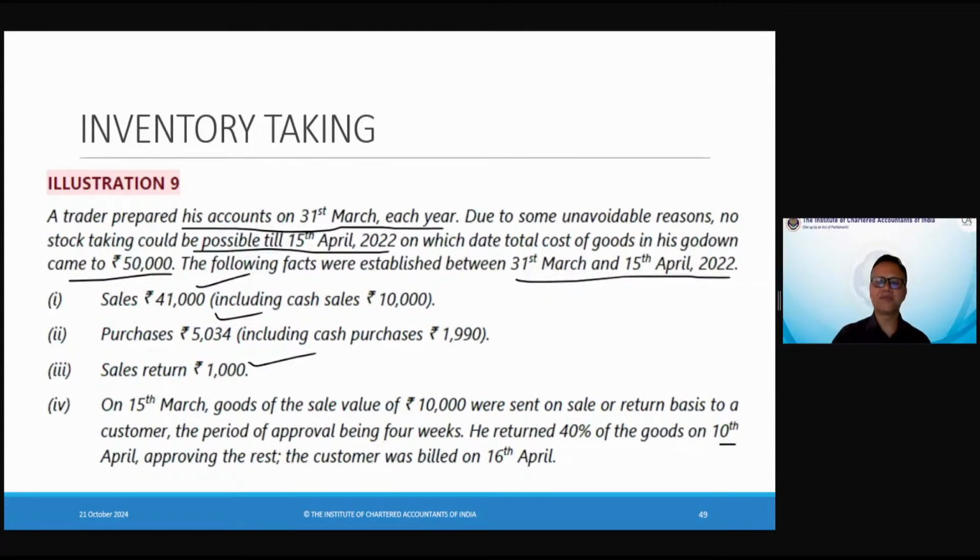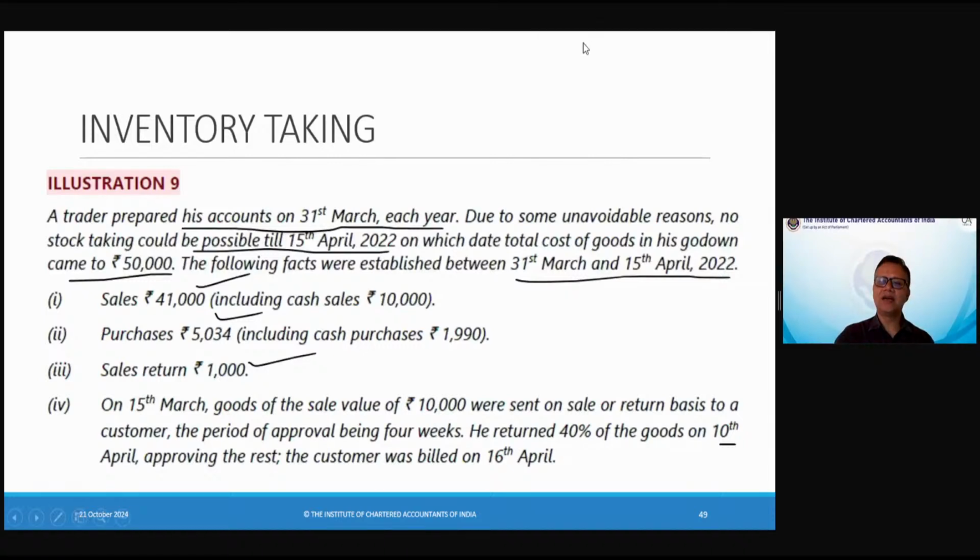Now, sales return is 1,000. That means the goods which were not found satisfactory by the customer. It is not a sale on approval basis, it is a normal sales return. You have sent the goods, the customer took the goods, and normally some are returned in every transaction. That's why in trading account preparation, sales is shown less sales return, and on the debit side, purchases less purchase return. So in every sale and purchase there will be return transactions. Here there is a small amount of sales return, 1,000.